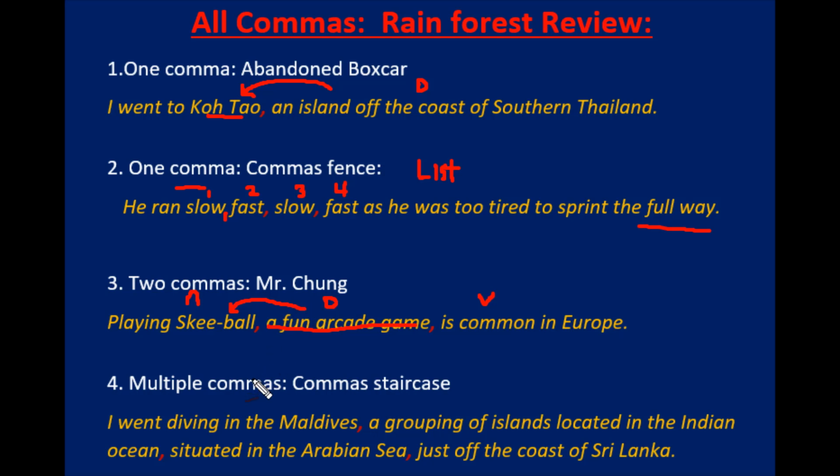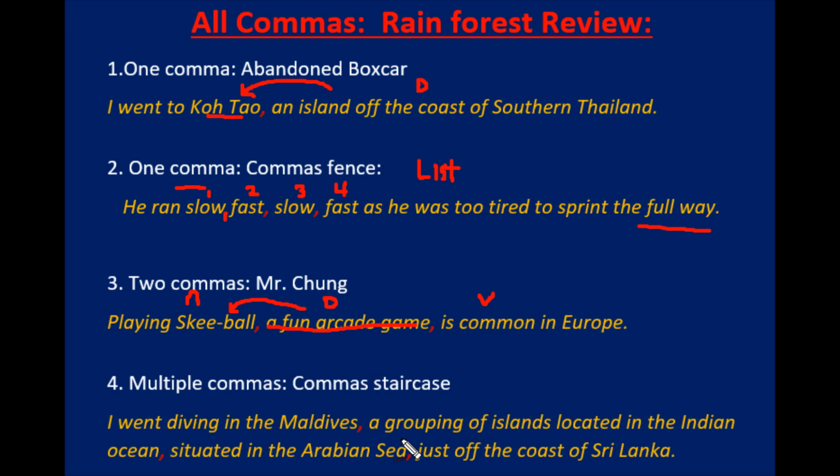Number four is the multiple comma rule. It's the comma staircase. So here we have our sentence, and there's a bunch of commas, three. There could be four, there could be five, there could be six, it doesn't matter. Just look at the concept. You see that there's some similarities in all this stuff. I went to the Maldives, comma, a group of islands located in the Indian Ocean.